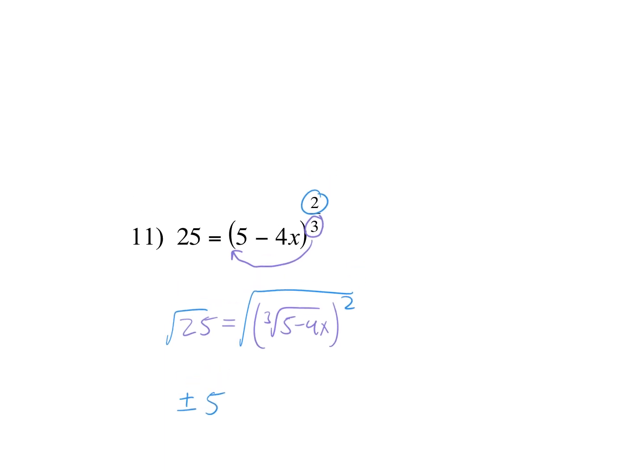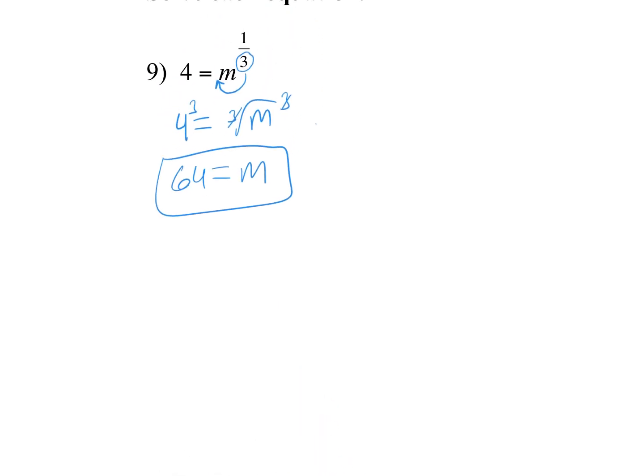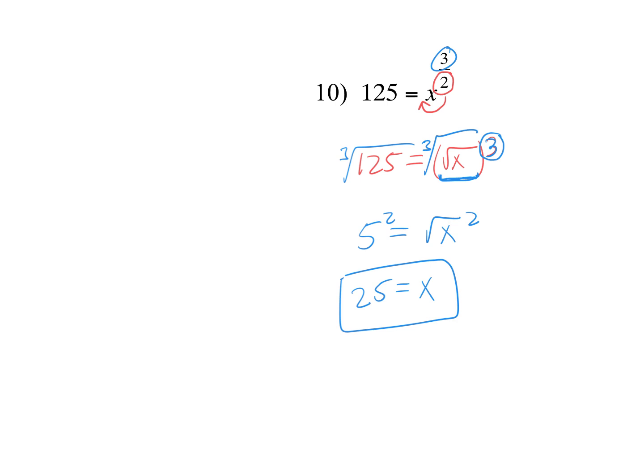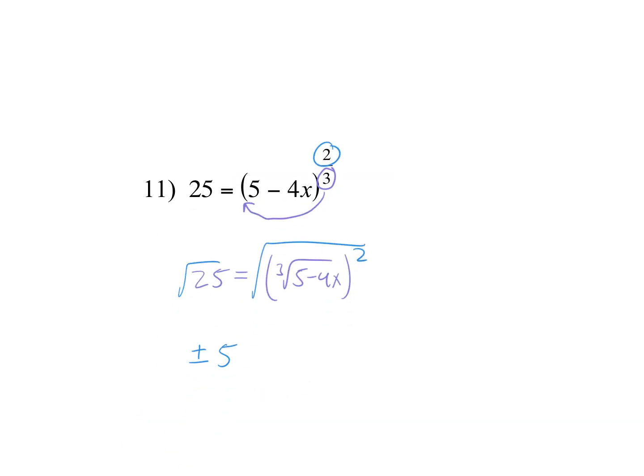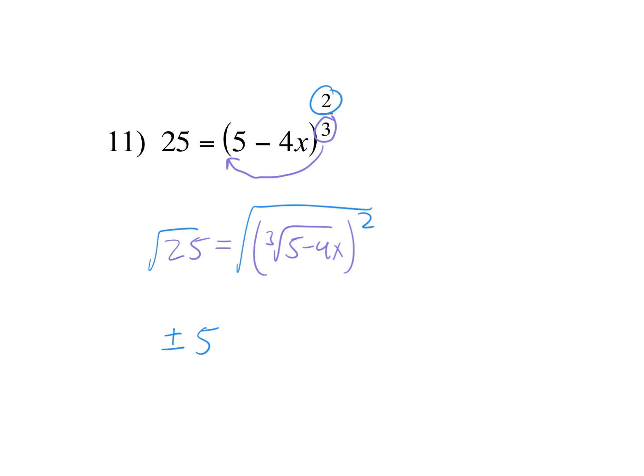Now notice we didn't have to do that before, just because it was a cube root. Cube roots can be negative. It's no plus minus. There's only one answer with cube roots. But with square roots, it could be positive, it could be negative after taking the square root. So that's why we need that plus minus. So I get plus minus 5 equals the cube root of 5 minus 4x.